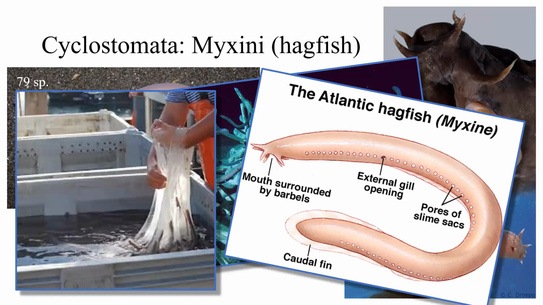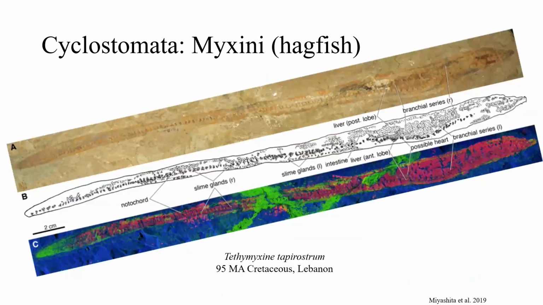Here's their mouth, though. They've got a gill opening way back here. All down their body are these glands that release that slime. So these things are kind of wormy, right? But they really are vertebrates.